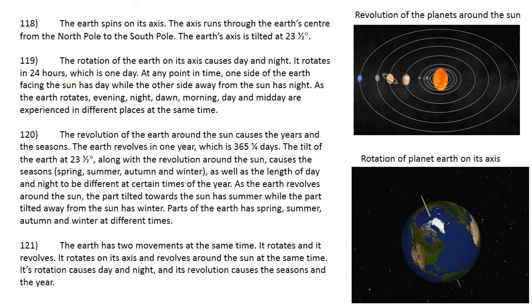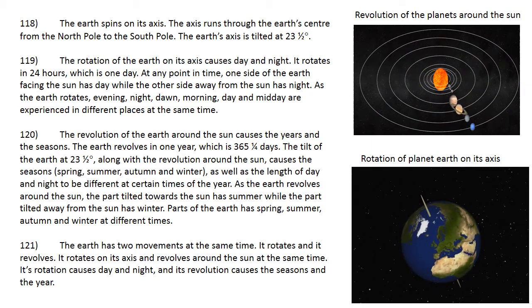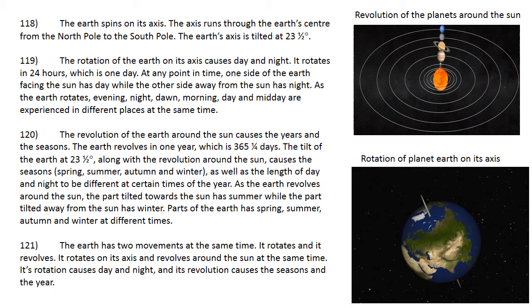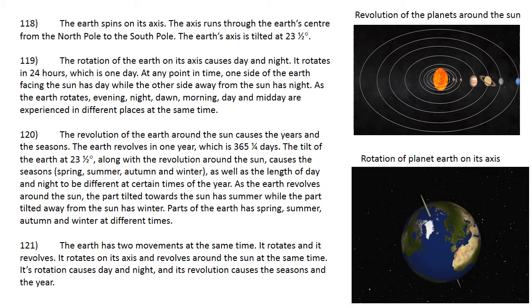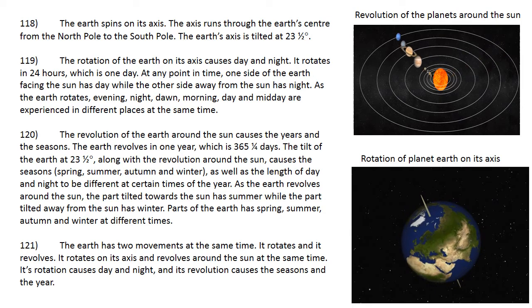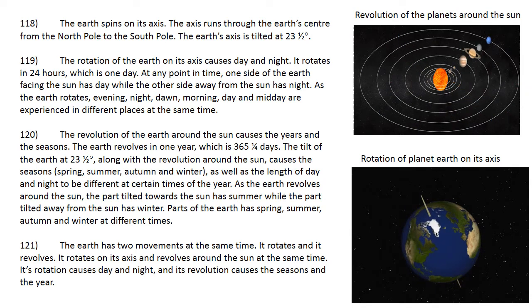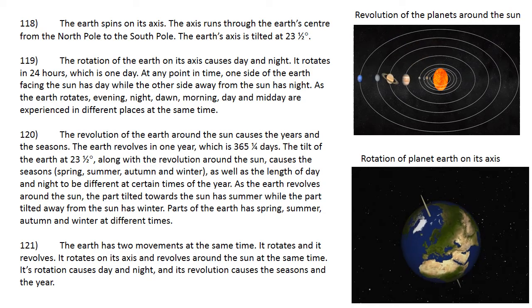It rotates in 24 hours, which is one day. At any point in time, one side of the Earth facing the sun has day, while the other side away from the sun has night. As the Earth rotates, evening, night, dawn, morning, day, and midday are experienced in different places at the same time.